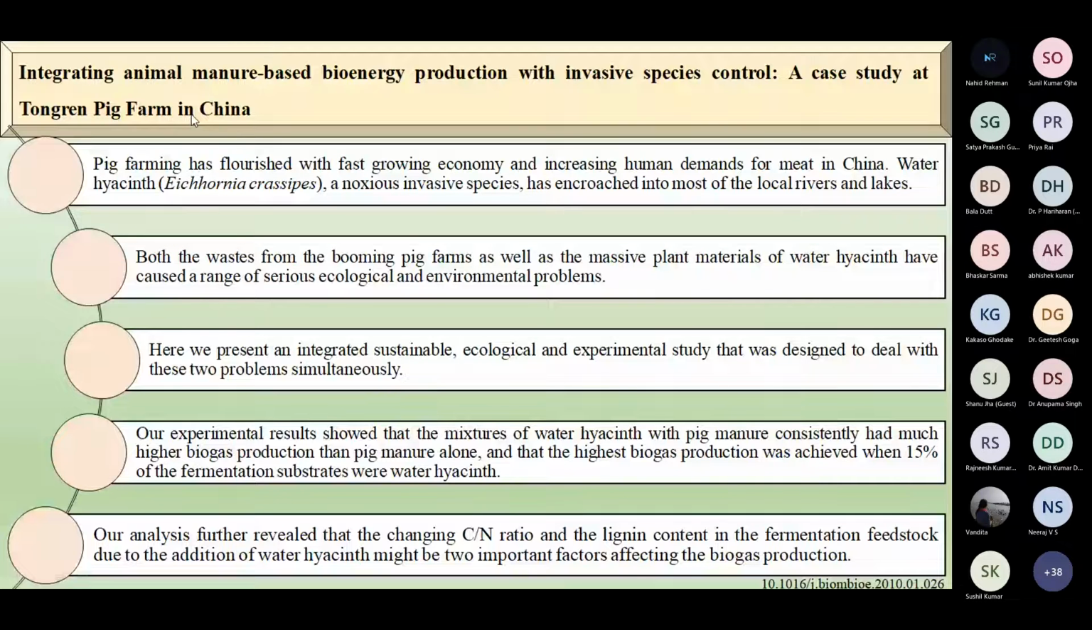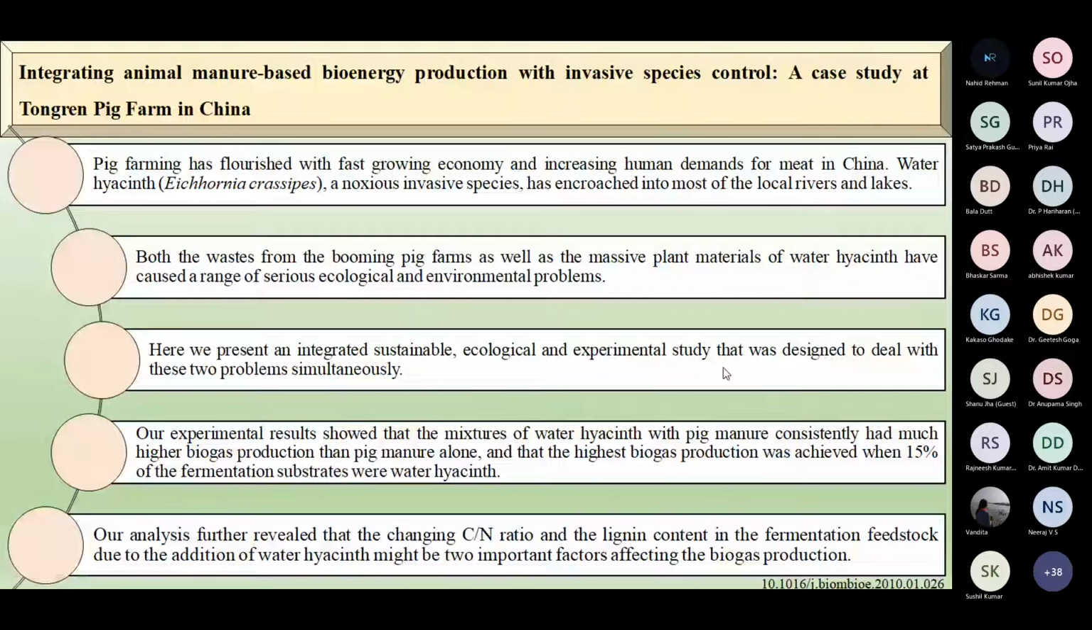There, what you see is water hyacinth. It is growing a lot in the rivers and lakes, and there is a lot of meat demand in China. So they had sufficient waste coming from the pig farms. All these two wastes, water hyacinth and the manure, are becoming a serious ecological as well as environmental problem. So they proposed an integrated, sustainable and ecological way to treat these two problems.